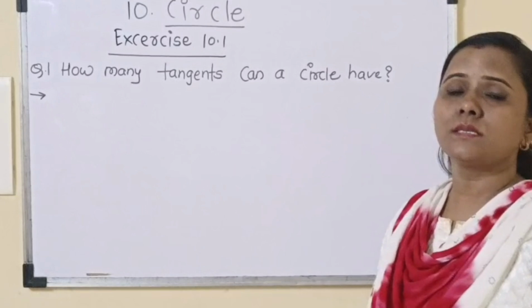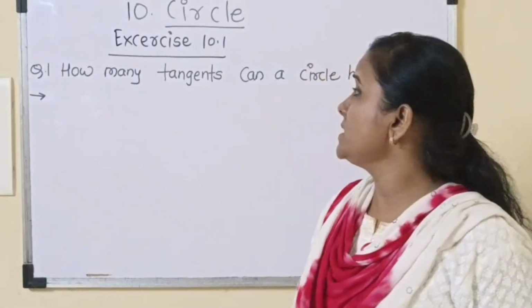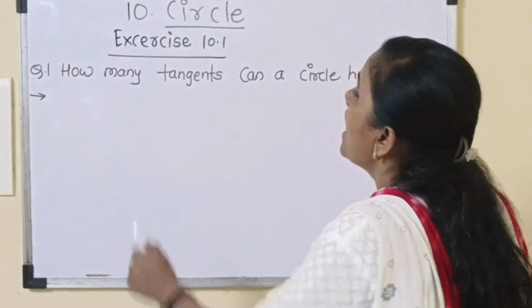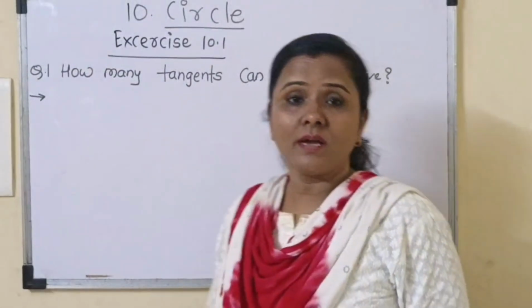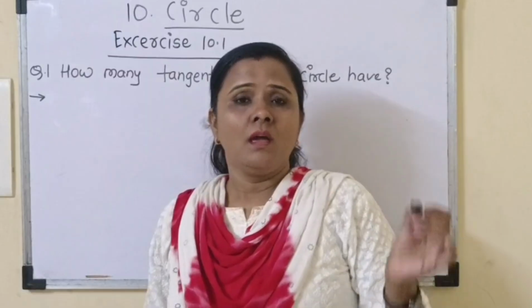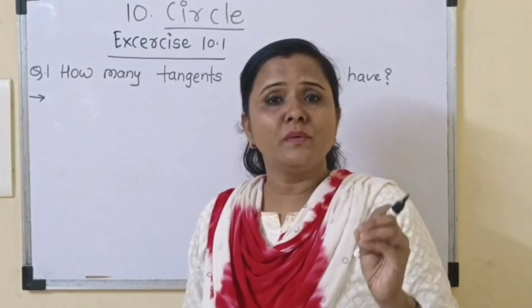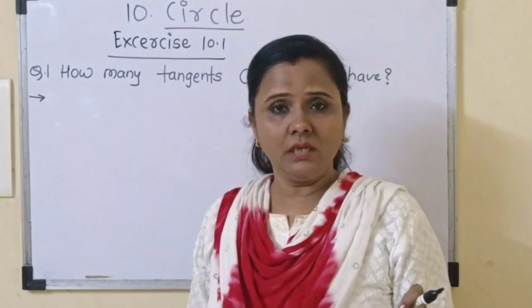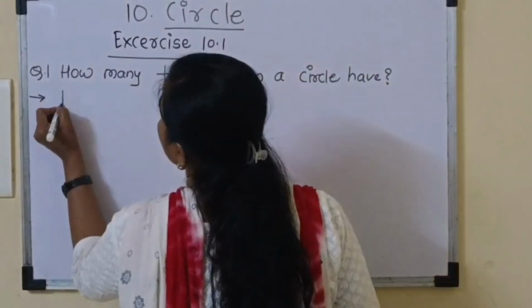Okay, here I start exercise 10.1. The first question from that exercise: how many tangents can a circle have? So, the answer: you know that to one circle we can draw infinite numbers of tangents. Okay, so write down your answer: infinite.